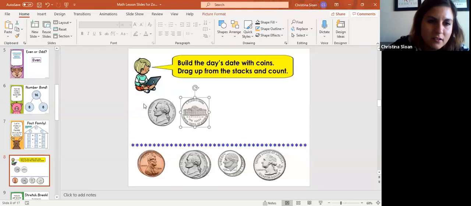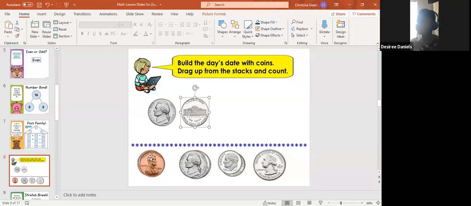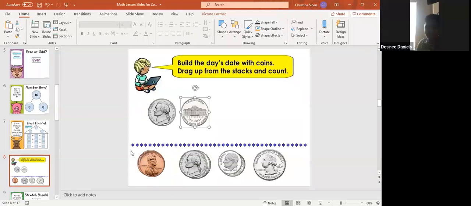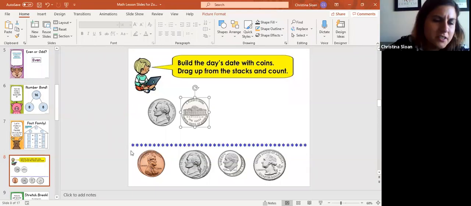I can't see nothing. Oh, you can't see it. Can everybody else see the coins? Yes? Okay. Can you see it now, Kari?